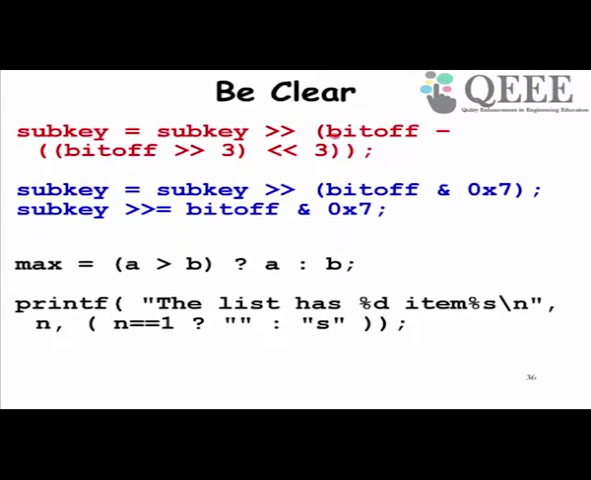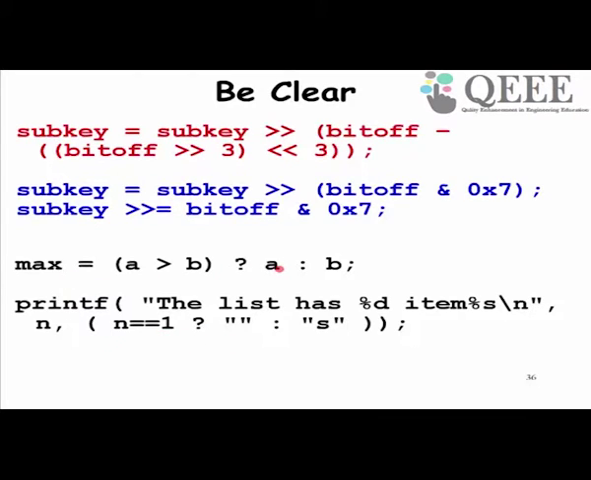and then the subkey is rotated by the value obtained after making the last 3 bits 0. The same thing we could have achieved by a bitwise AND of bitoff with octal 7, and then we rotated the subkey. You could even have used a short form, subkey rotate equal to bitoff and 07. So just see here, the logic that is used is complex for anybody to understand.